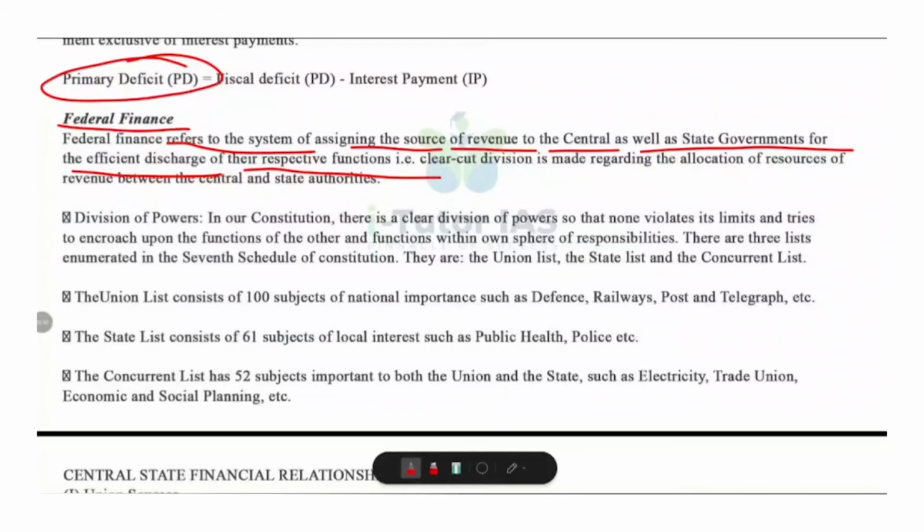So, federal finance ensures who will collect which tax, who will spend on what responsibility, and how money will be shared between center and state. So, federal finance ensures these three things. What are they? Who will collect which tax, who will spend on what responsibility, and how money will be shared between center and state. This division prevents confusion and helps both governments work smoothly.